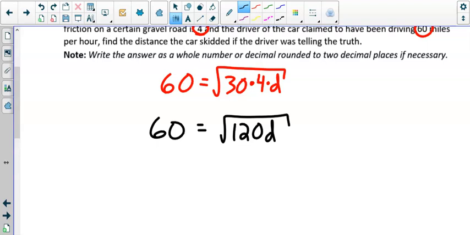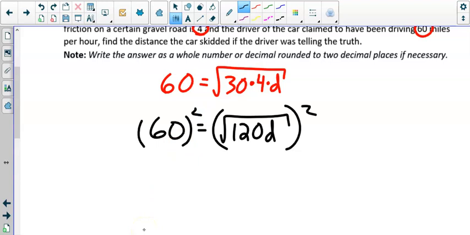Can I raise both sides to the power of 2? Yeah, you can. Why? To get rid of the radical. And remember that in order to raise both sides to the power of 2, you have to make sure your radical is by itself, right? Is your radical by itself? Yes. Because remember, everything under here, the 120D, is protected by that radical. We're trying to get rid of the protection. So this radical is by itself, so we're ready to square it. We're ready to raise it to that power of 2.